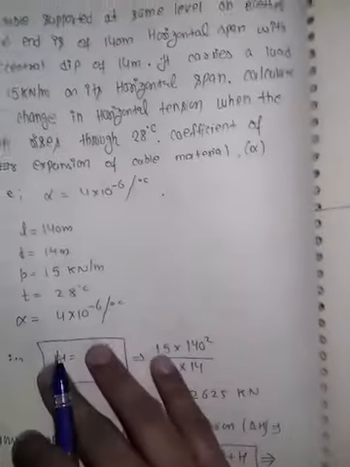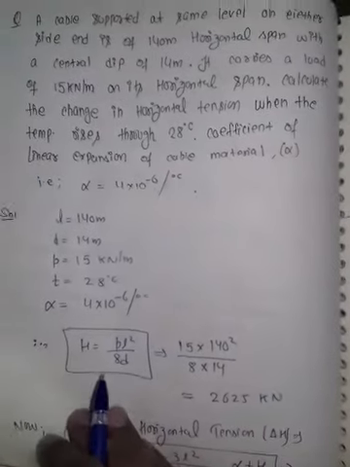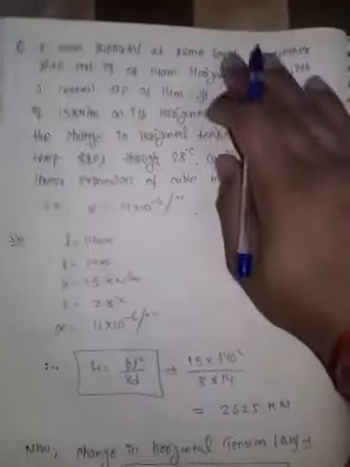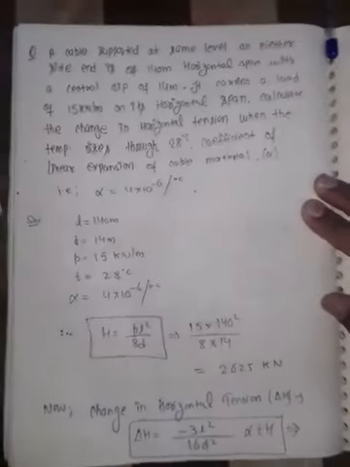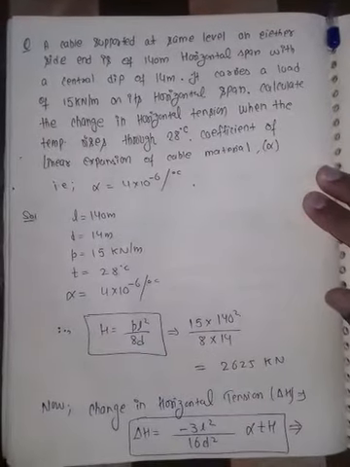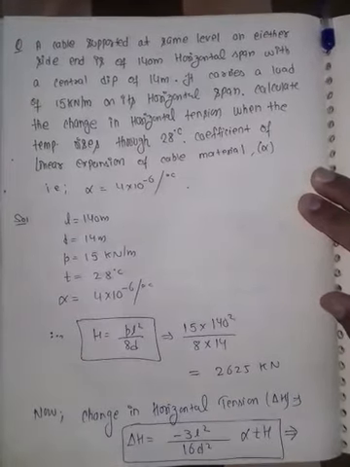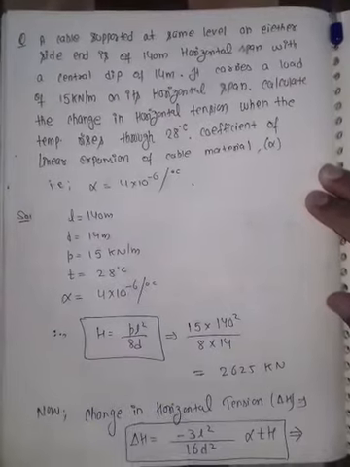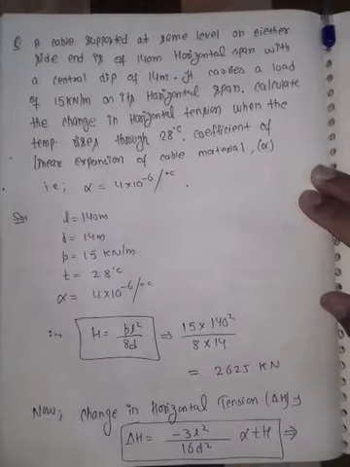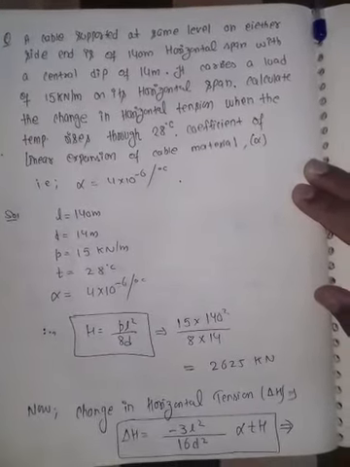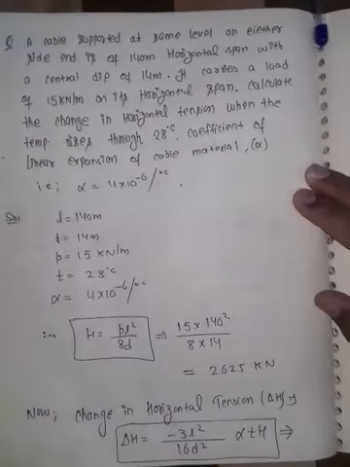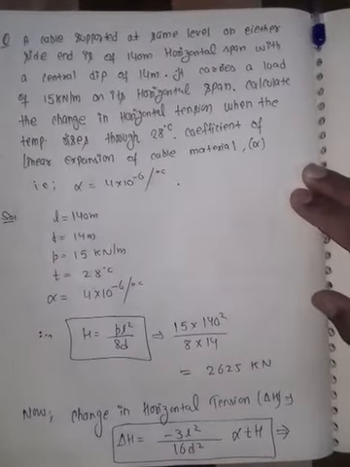The minus sign indicates that the tension decreases. So this is a numerical based on the calculation of the change in the horizontal tension. This is also a very important case. It's a very easy method, but you should remember the formulas, because without the formulas you cannot solve it. A 5 marks question may arise from this topic.